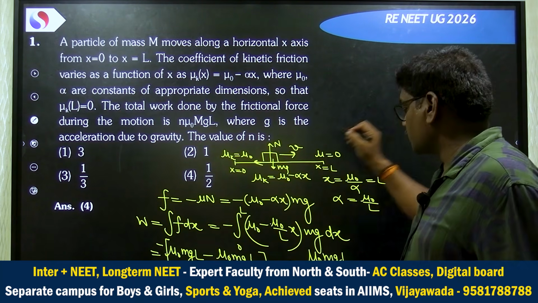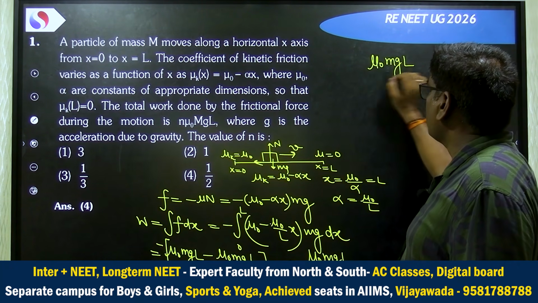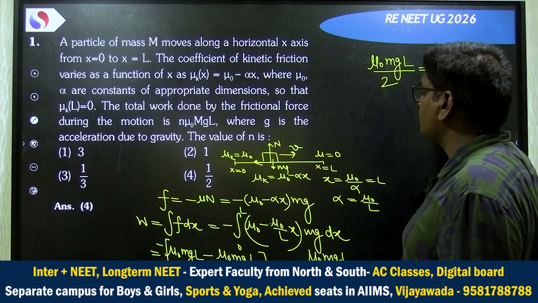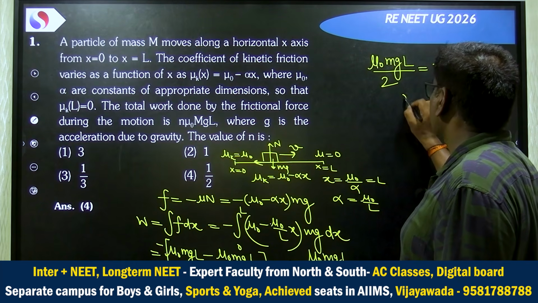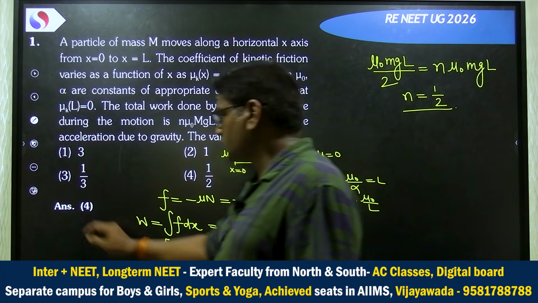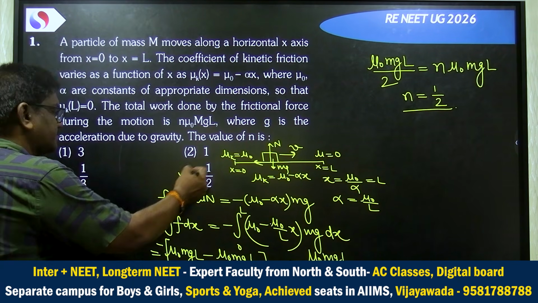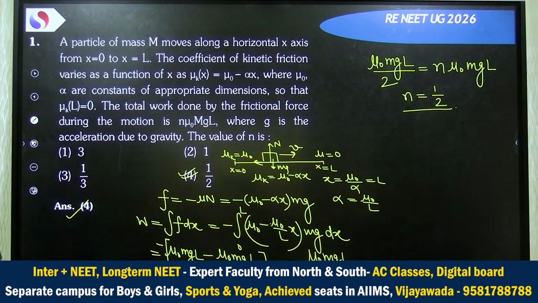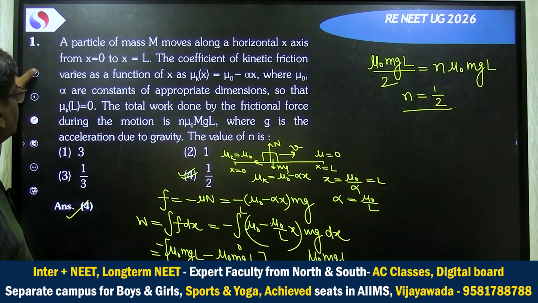Now, just compare the magnitude with the given term. It is mu naught mg L by 2. If I compare this with n times mu naught mgL, then clearly this n value becomes 1 by 2. And the correct answer for this is answer number 4. Alright, the fourth option, 1 by 2. So, a little bit of mathematics, the simple integration they are using, for this question. Let's move to the next question.